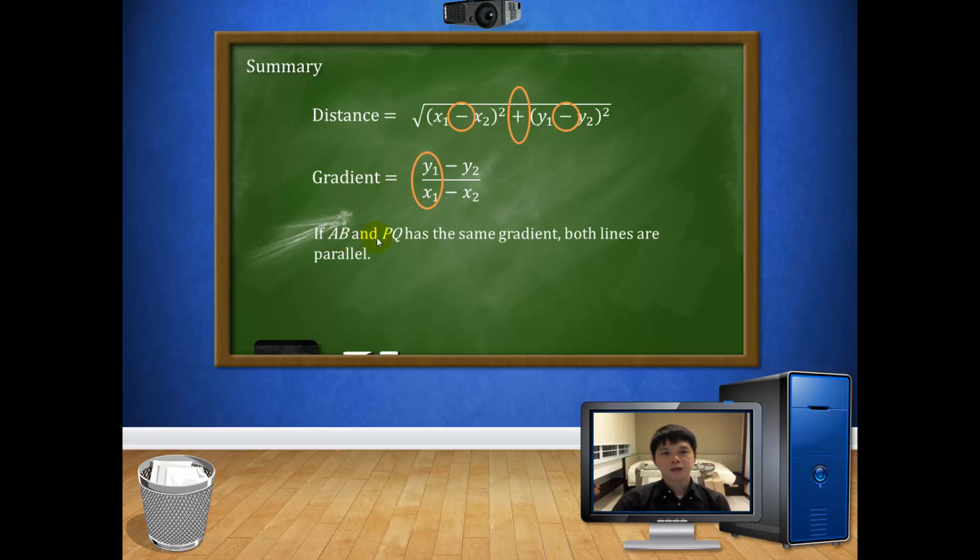Next, we learned that if AB and PQ have the same gradient, then we can say that both lines are parallel. And if AB and BC have the same gradient, and these two lines have a common point, then we can say that points A, B, and C are collinear, which means that the 3 points lie on a straight line.